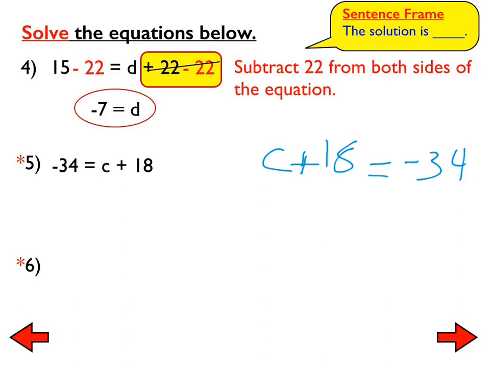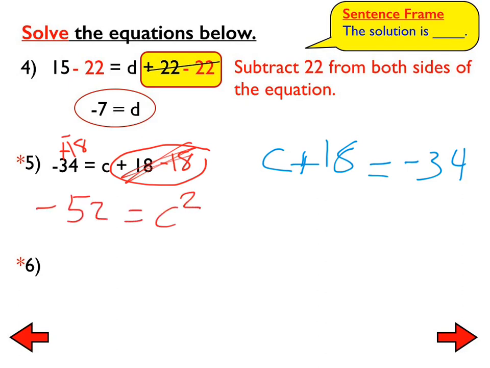So on the left-hand side, I need to subtract 18 from both sides. Why? Because now for the 6th or 7th time, I'm trying to make 0 there, or you can think of it as inverse operations, or as opposite numbers. It doesn't matter. But remember, if you're going to subtract 18 on one side, you have to subtract 18 on the other. So we now have negative 34 minus 18, which would be negative 52 for c. So the solution is c equals negative 52.